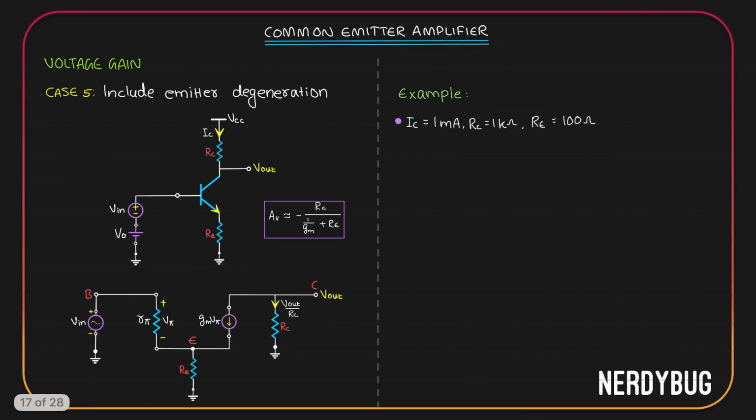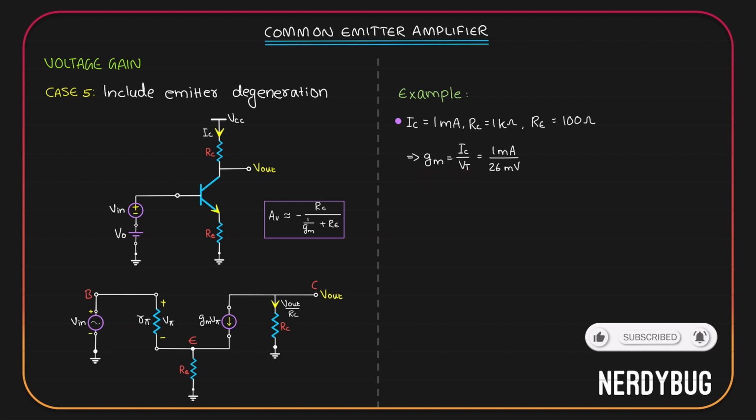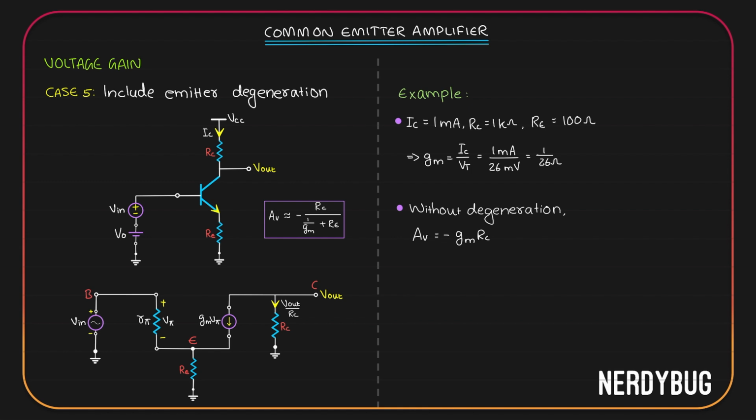Let's take an example and give some values. IC is 1 milliampere, RC is 1 kilo ohm, RE is 100 ohm. Gm is IC by Vt, so it will be 1 milliampere divided by 26 millivolt, or we can write 1 by 26 ohm. Now, without degeneration, our gain is minus gm times RC. gm is 1 by 26 ohm, RC is 1 kilo ohm. So we get gain is approximately negative 38.